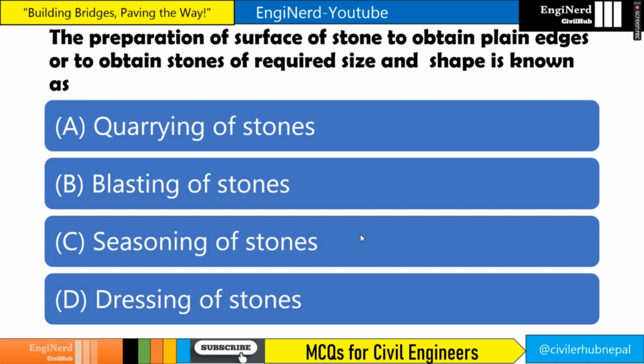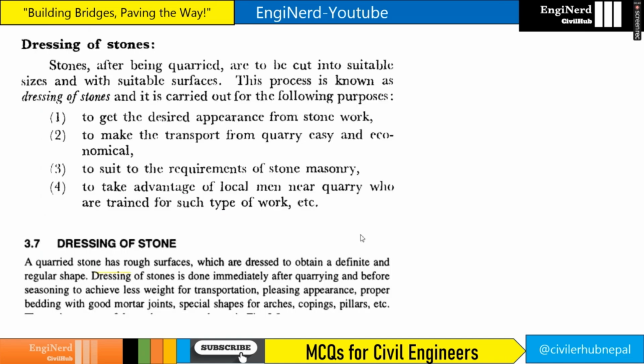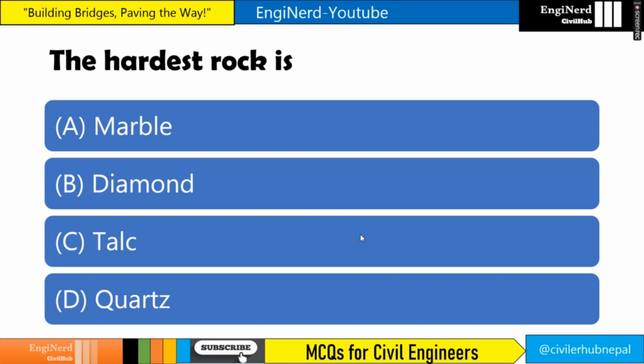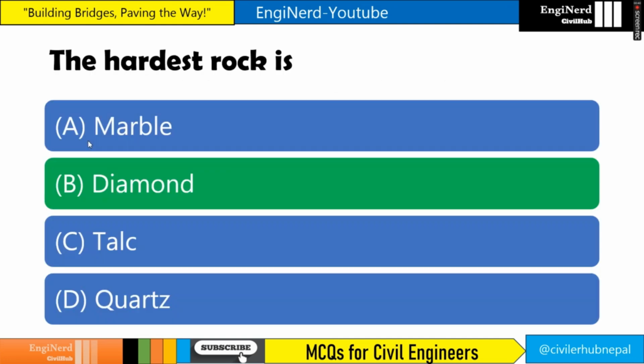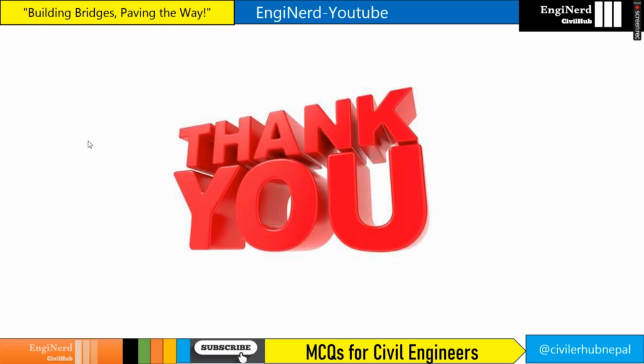The preparation of surface of stone to obtain plane edges or to obtain a stone of required size and shape is known as what? Dressing of stone, right? Dressing of stone. The hardest rock is marble, right? So we see here Mohs hardness: talc, gypsum, calcite, fluorite, apatite, feldspar, quartz, topaz, corundum, and diamond. Diamond has the 10 Mohs number of hardness, whereas the softest is talc or talcum. The answer is diamond.